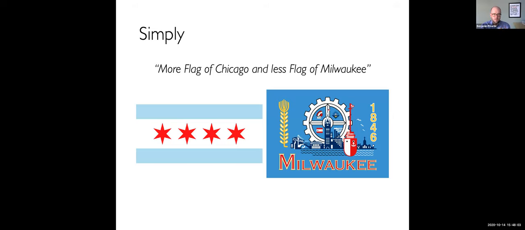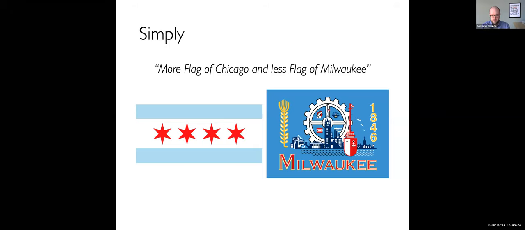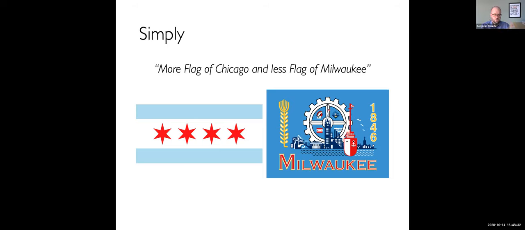Neat, orderly, not busy, not cluttered. You want your poster to speak to the flag of Chicago on the left, less so the flag of Milwaukee. Flag of Milwaukee has a lot going on. I don't even know what it's about. There's a boat. Why is the boat on the right side? What is the wheat doing? Why isn't it balanced? Why are the birds on the right side? What is that on the left side? I don't know where to look. There's a lot going on. It looks cluttered. Flag of Chicago, four stars, neat, organized space, a lot of empty space.